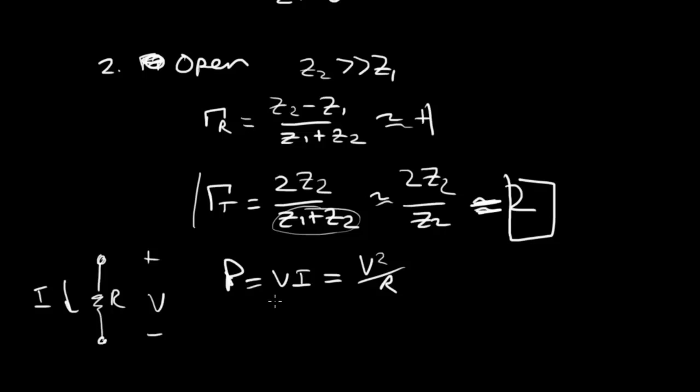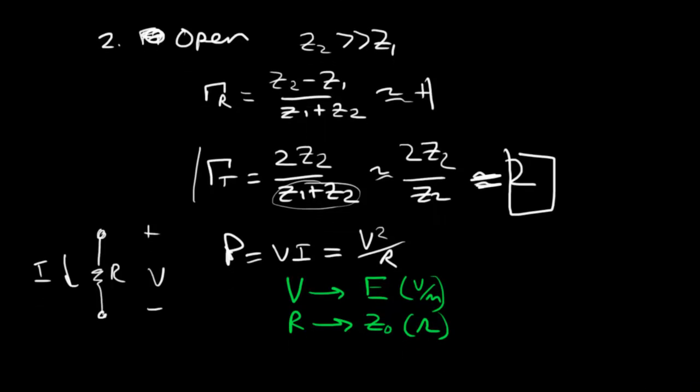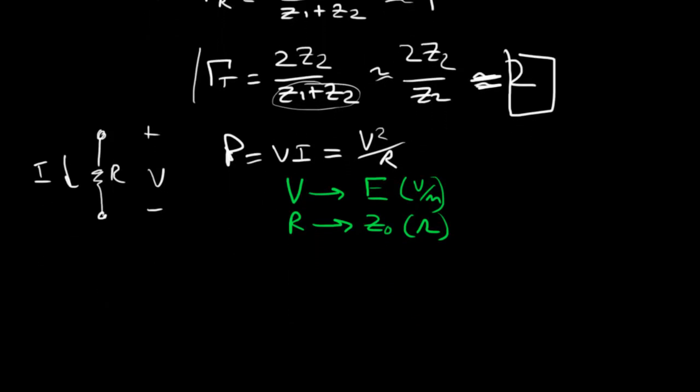In our system, let me write with a different color to call it out. In our system, V is E, the electromagnetic wave. V is volts, the electromagnetic wave is volts per meter. In our system, R is Z, Z naught. That's in terms of ohms. Resistance is a DC value. This characteristic impedance can have an imaginary component, but this is it.